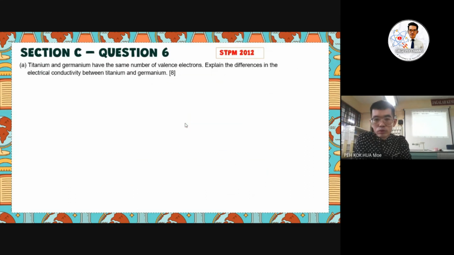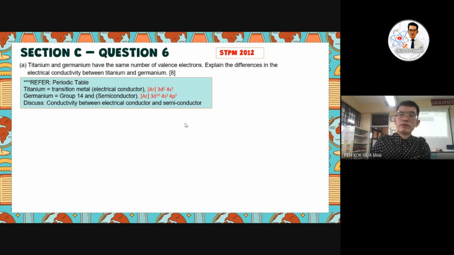Okay, so we go to our last question for part 1, section C, which is a question from before, 2013. Titanium and germanium have the same number of valence electrons. Explain the differences in the electrical conductivity between titanium and germanium, 8 marks. Titanium is not in element group 14, so you can refer back to your periodic table. The proton number will be 22.